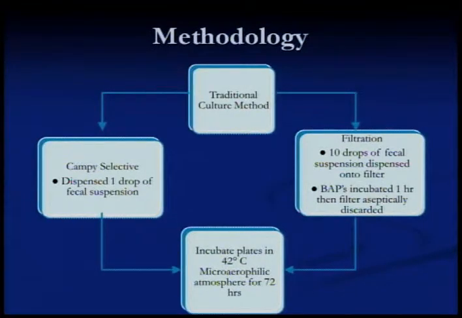Next, I'm going to discuss the second testing method, which was the traditional culture method. Two variations of culture method were performed. For the selective culture, 1 drop of fecal solution was inoculated directly onto Campylobacter selective medium and streaked for isolation. For the filtration culture, 10 drops of fecal suspension were dispensed onto a 0.45 micron pore size filter on 5% sheep blood agar plates, the BAP. BAPs were incubated for 1 hour, enabling the Campylobacter bacteria to wiggle through the filter. Then the filters were aseptically discarded.